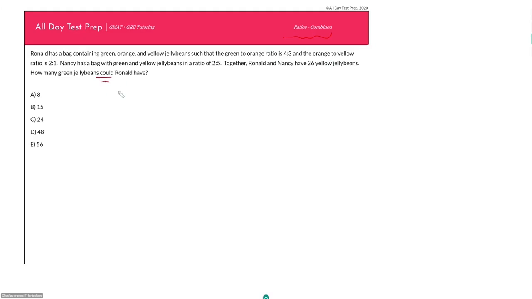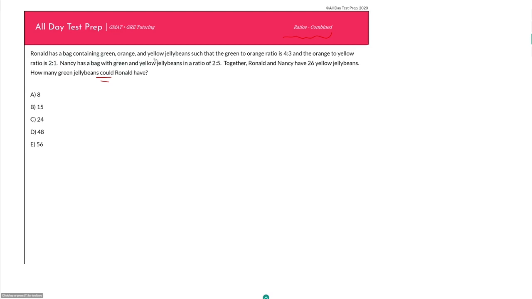So that stands out to me as something a little bit different about this question that hasn't been asked in the previous ones. They're asking what could be true here, as opposed to the other ones where we were basically asked to solve for a single value. So this is sort of implying there are going to be multiple values that Ronald could have for his green jelly beans. So we have to find a property that is common to all of them to figure out which of these choices could be the answer. So let's go back and start setting up our ratios.